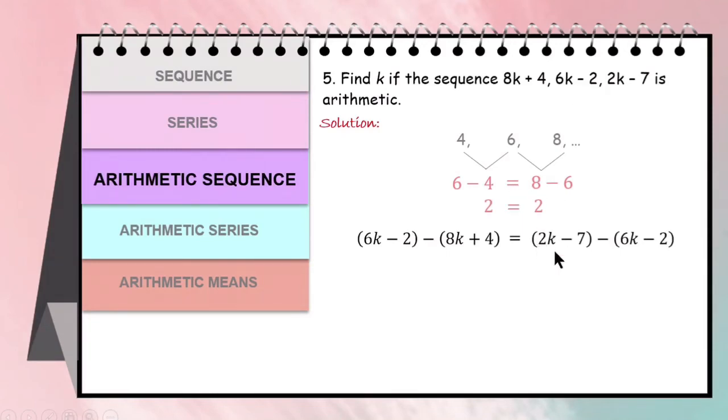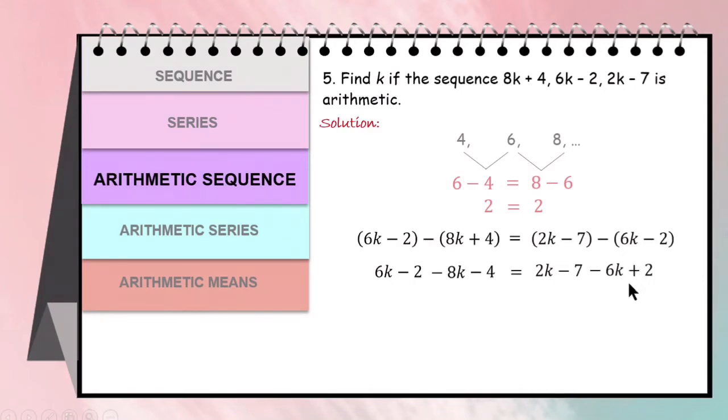First, we distribute the sign. So copy 6k minus 2 minus 8k minus 4. Negative times positive 8k is negative 8k, and negative times positive 4 is negative 4, equals, copy 2k minus 7, then distribute the sign. Negative times 6k is negative 6k, and negative times negative 2 is positive 2.